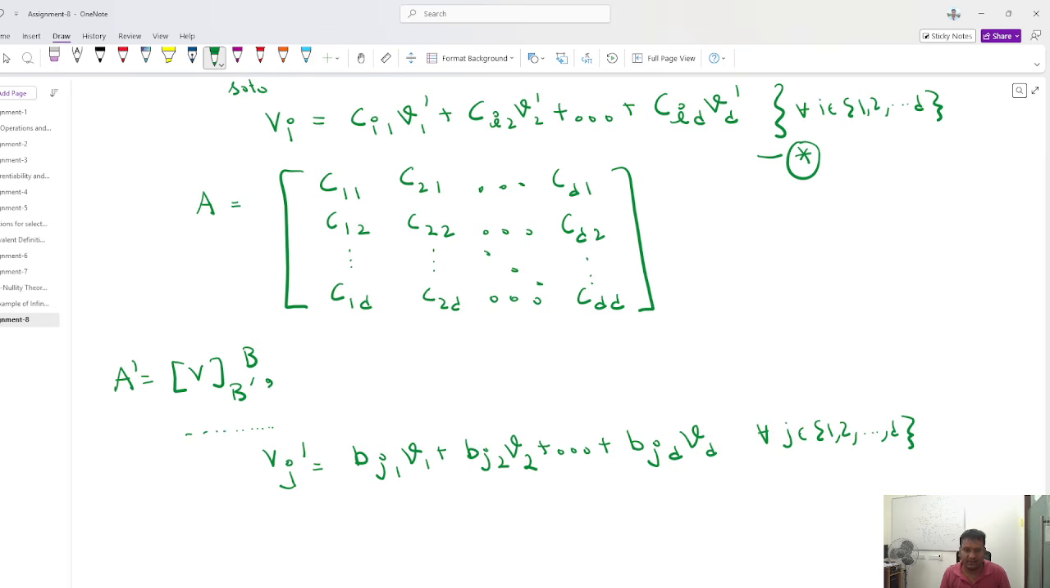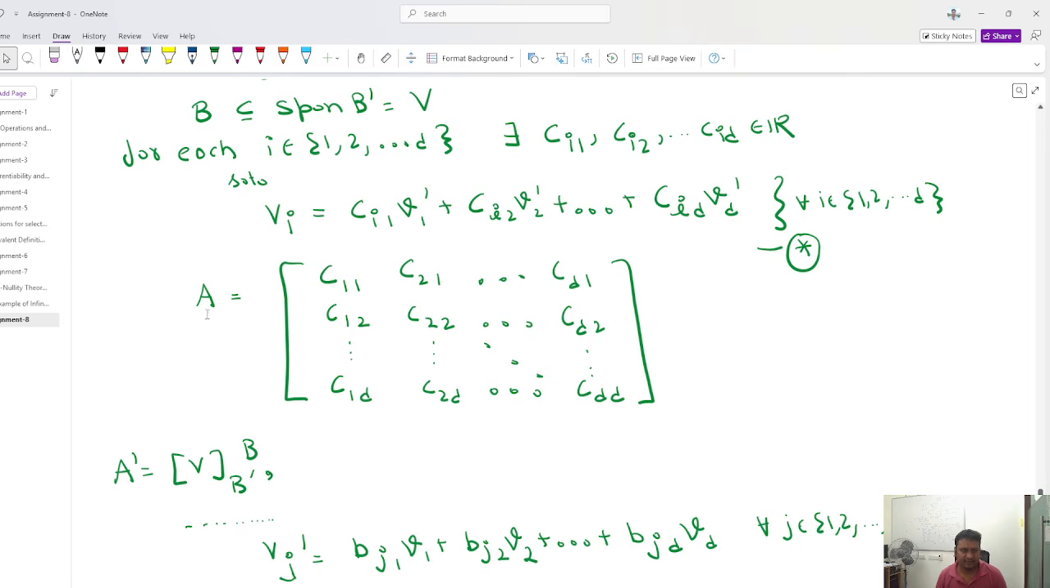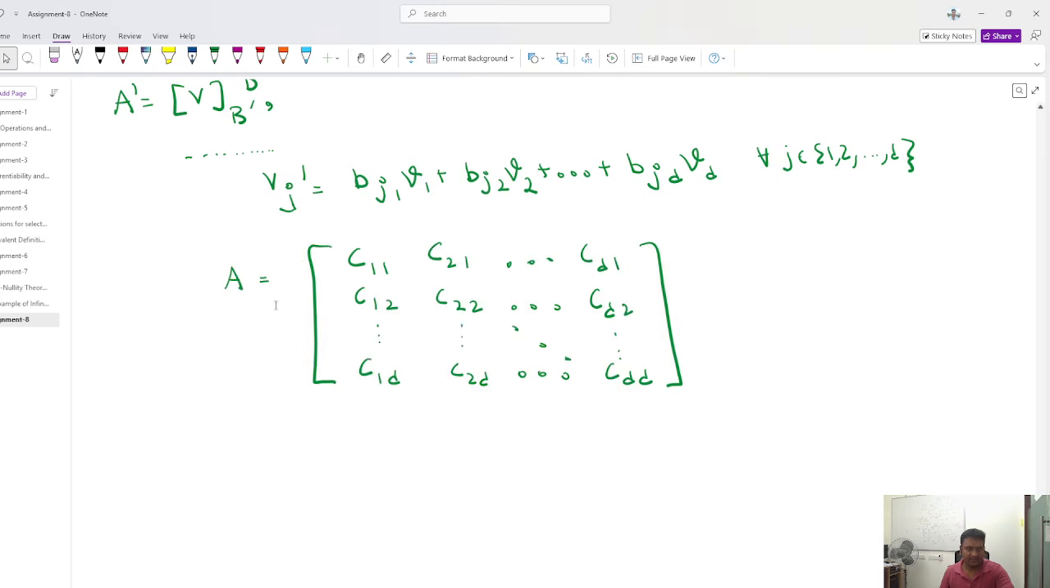This will give you a matrix, right? So let me do my work easy. Let me copy this matrix, Control plus C, and let me paste here, and let me just change all of my C to D, right?